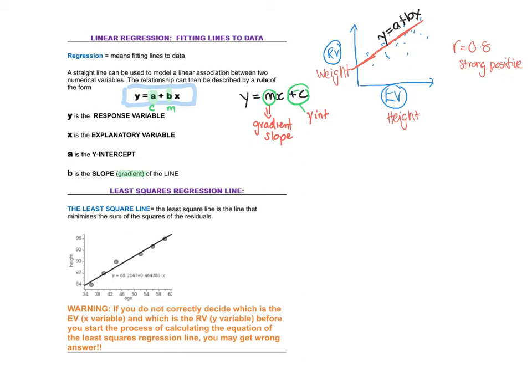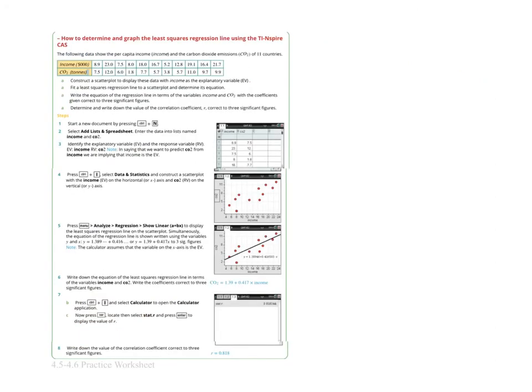Now, see down here, it's saying if you don't correctly decide which one is the EV and which one is the RV before you do this, you'll get a different equation, won't you? If you don't put them in the right one and select the right way. It was the same with the R value. So that's why it was crucial that we thought about which one was going on our x-axis and which one's going on our y, so that all our data is correct when we put it in the calculator.